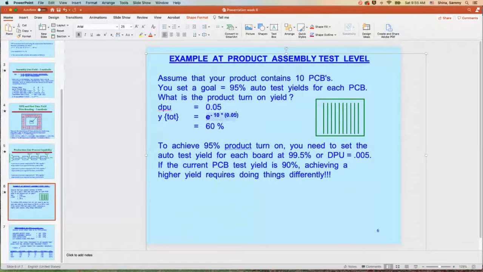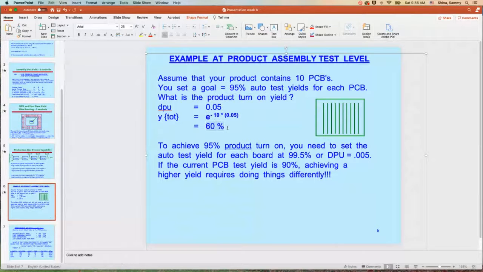If the DPU is 0.5, which is 5% of each board, each of the 10 boards will be defective. e to the minus 10 times 0.5, you do the math, and it's 60%. So while individual boards are 95%, when you put them together in a product, they are 60%. So that's pretty lousy.